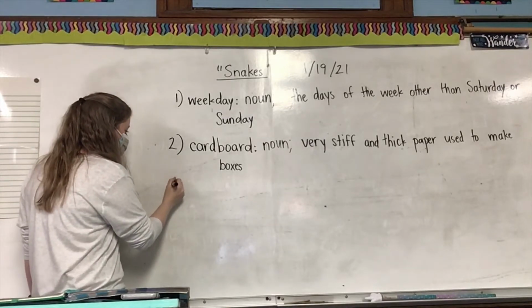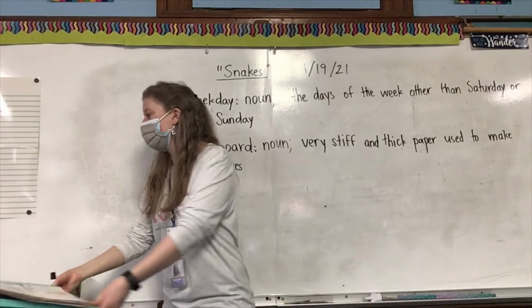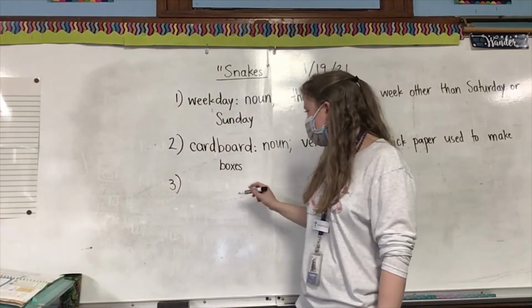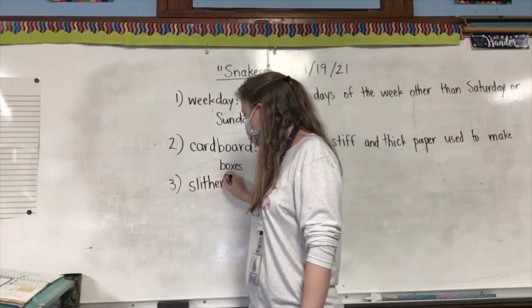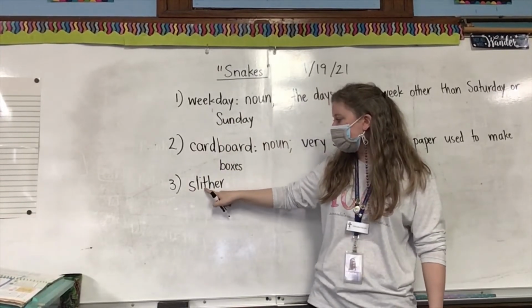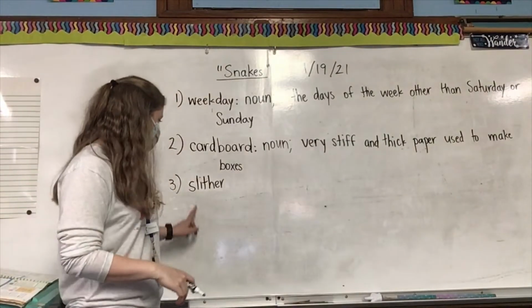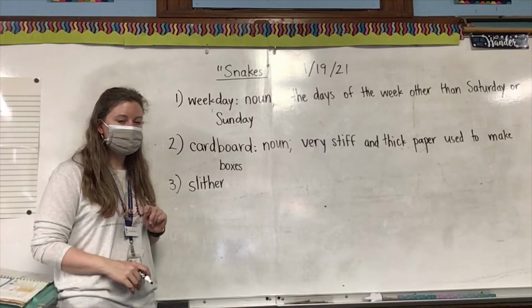Number 3. So Aaron, remember, these are your words. Make sure you're putting a star next to them. Number 3 is the word slither. Slither. S-L-I-T-H-E-R. Slither.